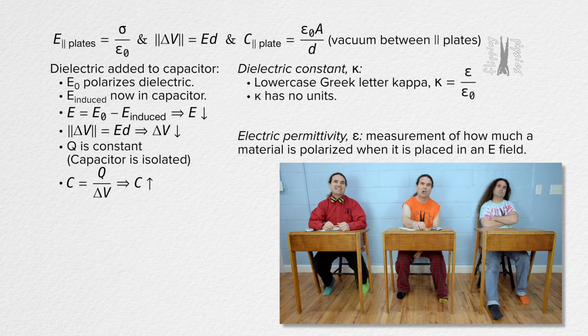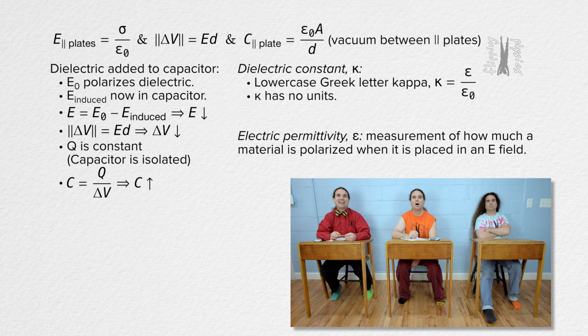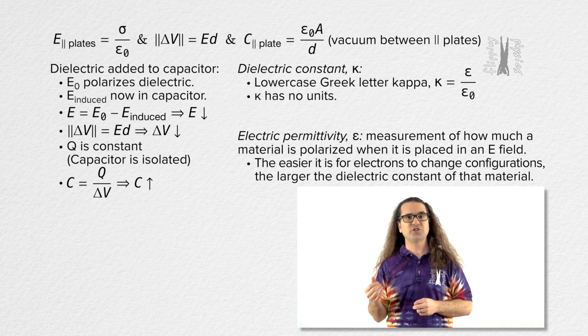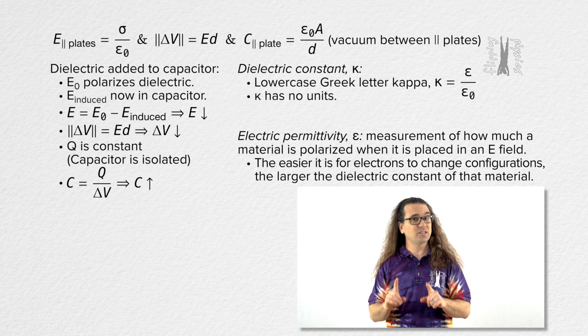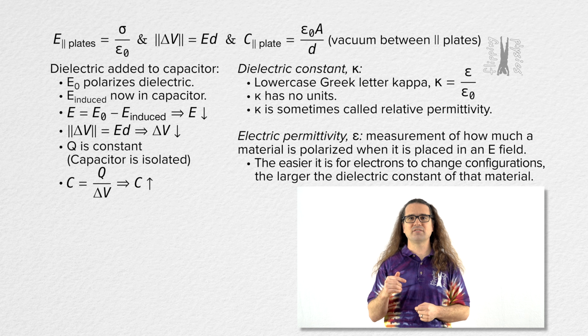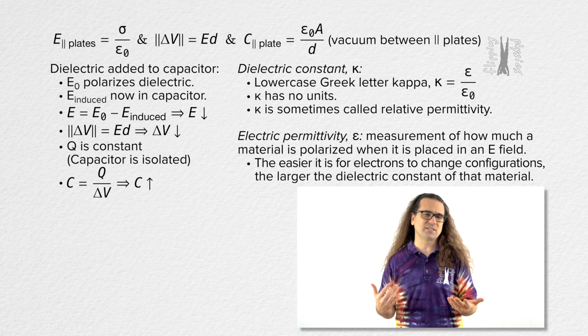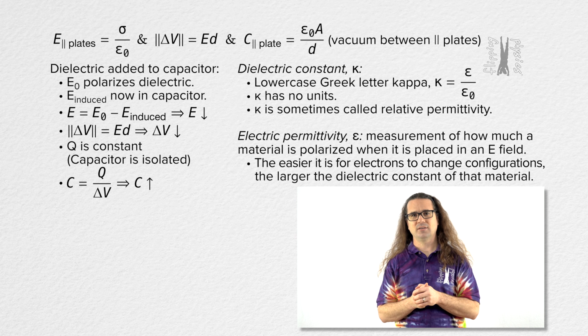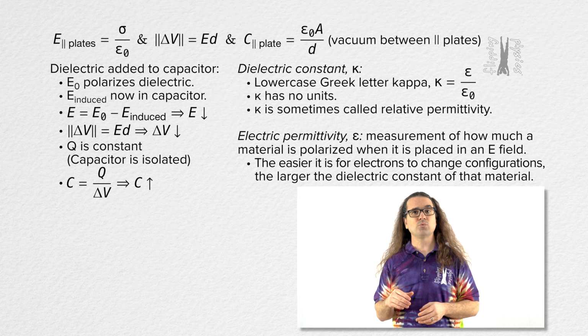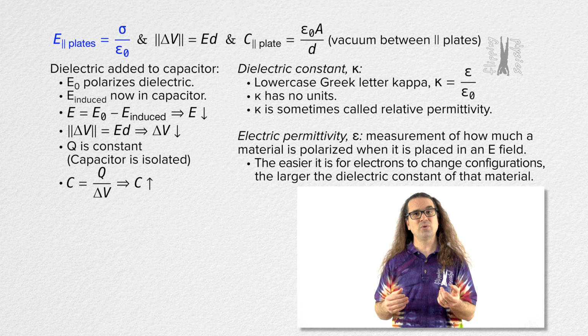Oh, right. That makes sense. That is exactly what happens to a dielectric when it gets placed in a capacitor. The dielectric gets polarized in the electric field of the capacitor, and the electric permittivity of the material is just a measurement of how much the material is able to be polarized. Exactly, Billy. The easier it is for electrons to change configurations in a material, the larger the dielectric constant of that material. And sometimes the dielectric constant is called relative permittivity, but usually on the AP Physics exams it is called the dielectric constant.